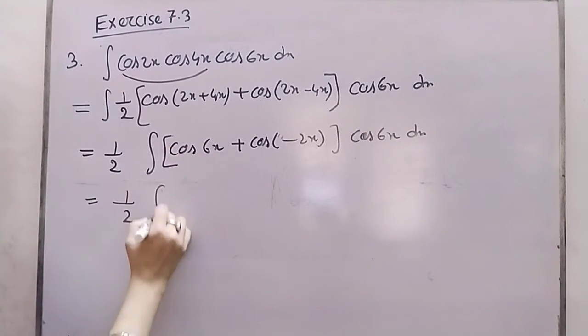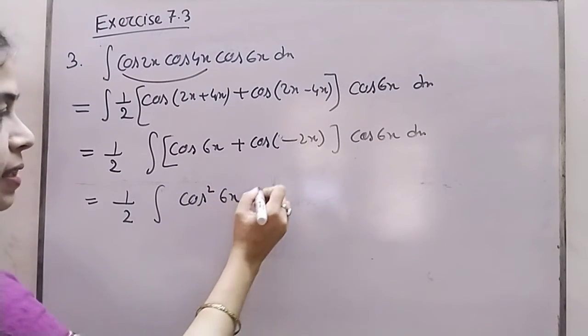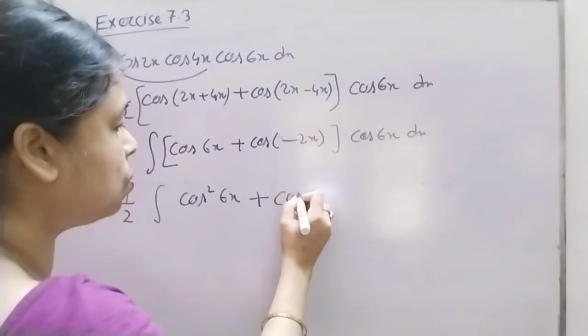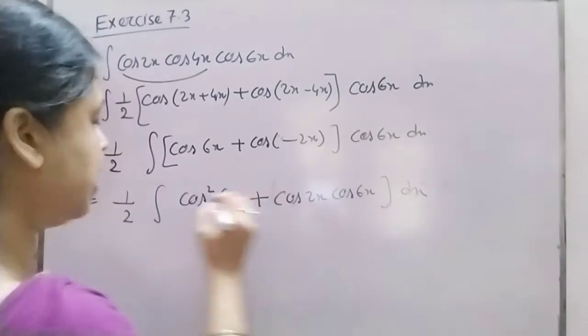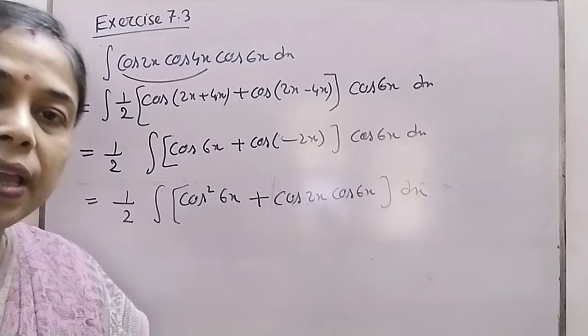So next what are we going to do? Half is there. Do the product. That will become cos square 6x. Cos of minus theta will be equal to cos theta. So plus will be there. Cos of 2x into cos of 6x whole into dx. This can be done like this. Now again it is not integrable. So again I can convert.